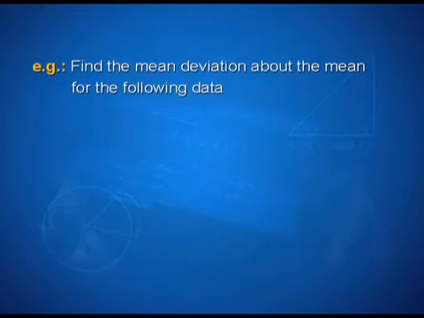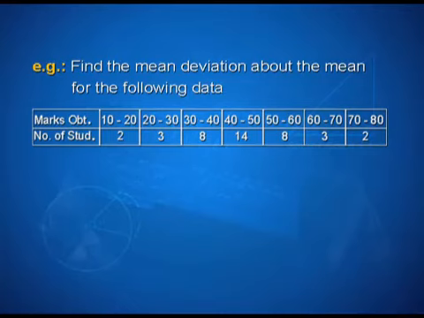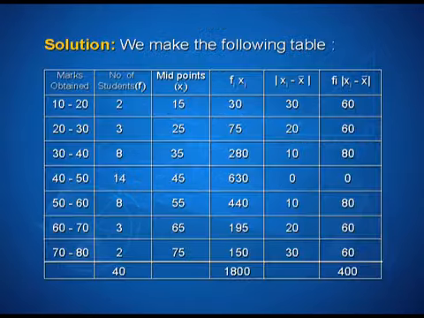Find out the mean deviation about the mean for the following data. Marks obtained and number of students are the two columns. Marks obtained are ranging between 10 to 20, 20 to 30, 30 to 40, 40 to 50, 50 to 60, 60 to 70, 70 to 80. Number of students correspondingly are 2, 3, 8, 14, 8, 3 and 2. Now, we make the following table.